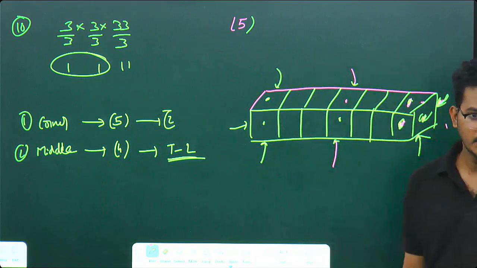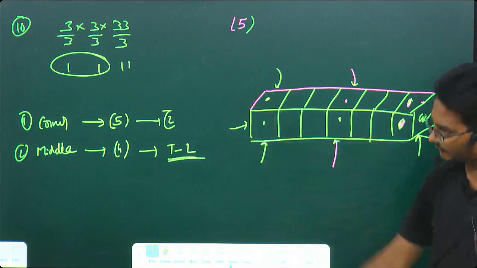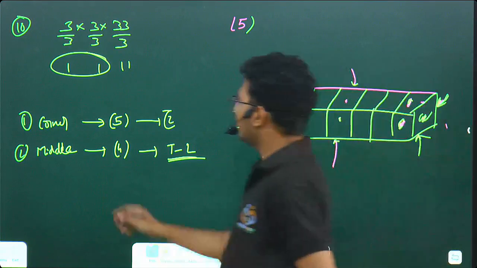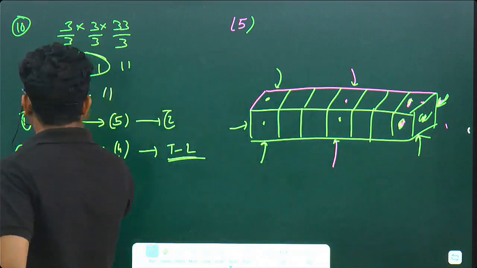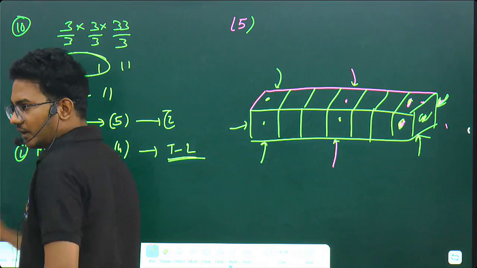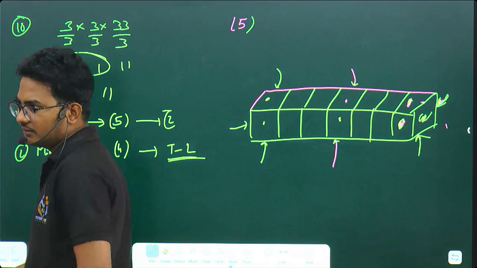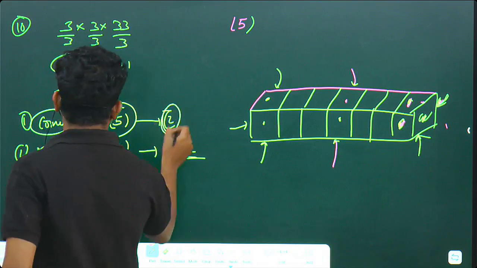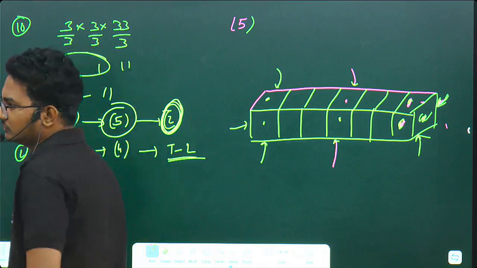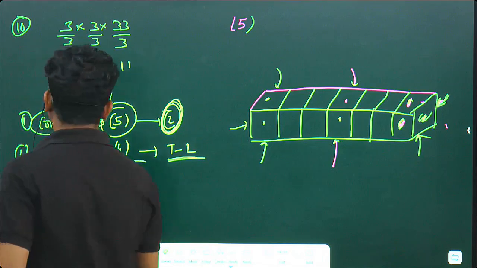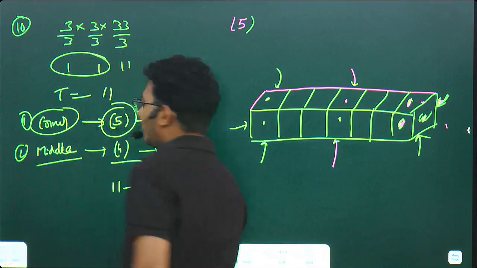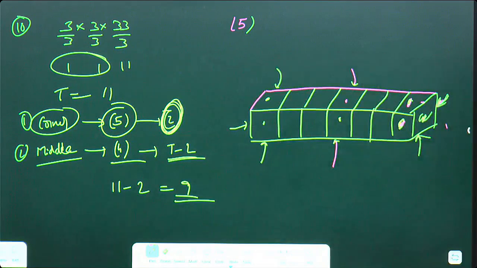So in this question, if I have to find the total, it will be 11. Total will be 1 into 11, which is 11. Now corner, 5 surfaces painted will be 2. Middle, 4 surfaces painted will be 11 minus 2, which is 9. Yes. This is even simpler.